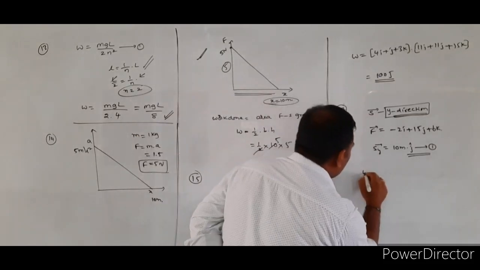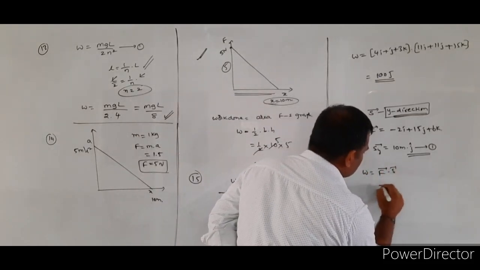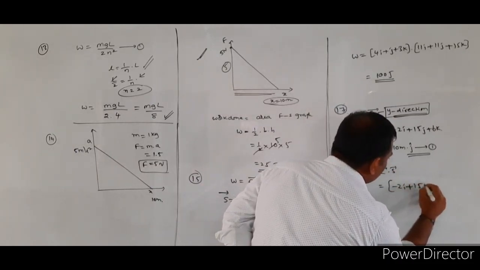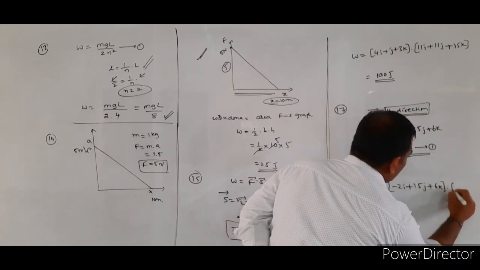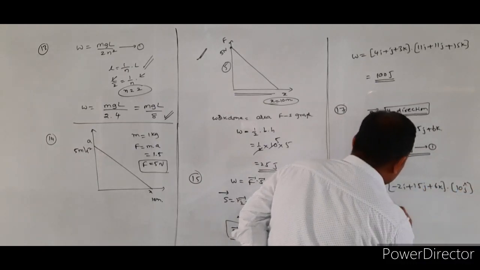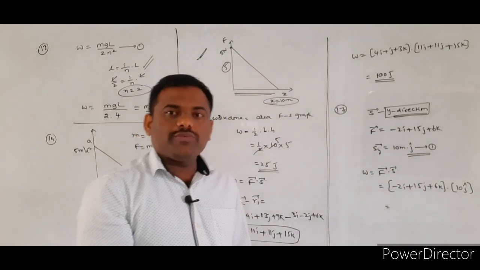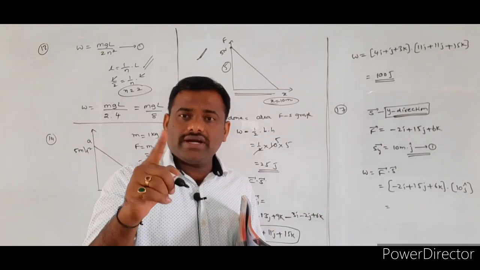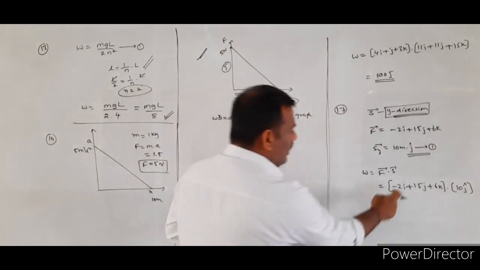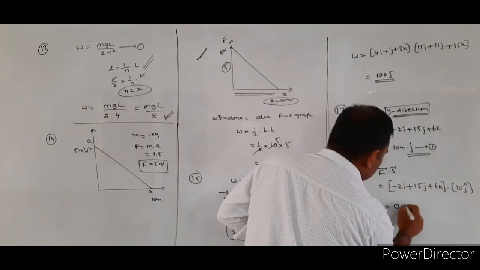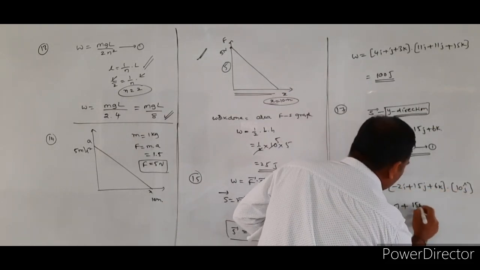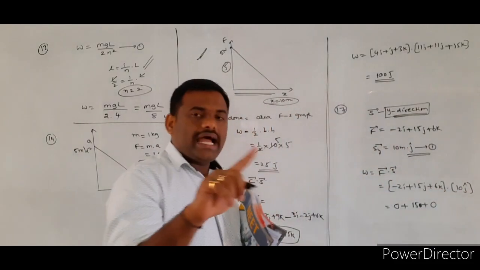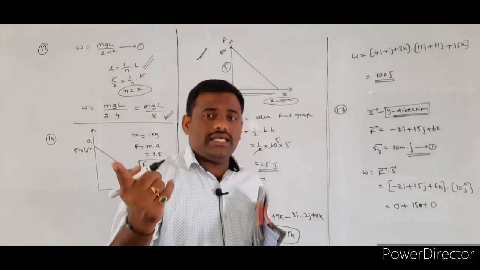So they are asking the work done. Already just now we wrote, work done is equal to F bar dot S bar. What is F bar? Minus 2i plus 15j plus 6k dot 10j. Whenever the dot product is given, we multiply i dot i, j dot j, k dot k. i dot j value is 0, plus 15 into 10, 150, plus 6 k dot j, which is also 0. i dot j is 0, i dot k is 0.